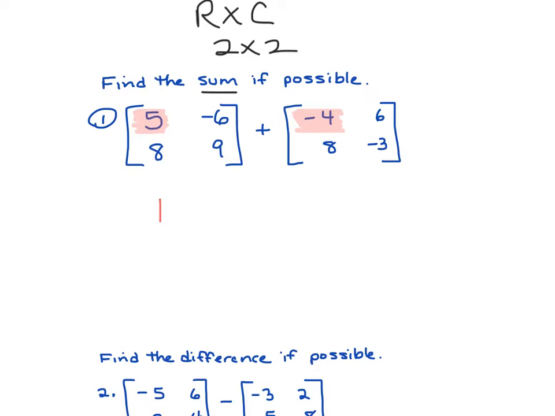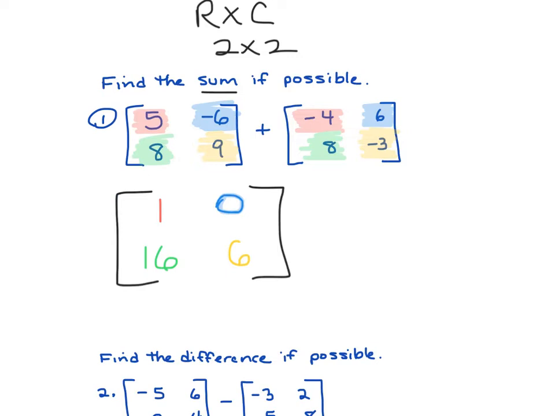Then I'm going to shift over to still row 1, but column 2, and add it to the same spot, so the same row 1, column 2. So -6 plus 6, and I get 0. Then I'm going to shift down to row 2. The 8 is in row 2, column 1, and I'm going to add it to the 8 that's over here in row 2, column 1, and I get 16. And then lastly, I'm going to shift over to still row 2, column 2, and add it to the row 2, column 2 over here. And I get 6. And I'm done.